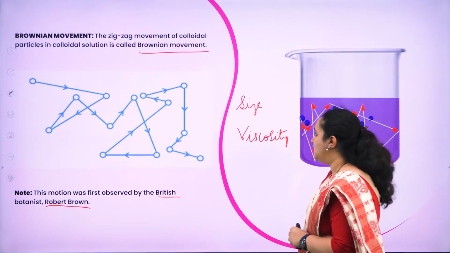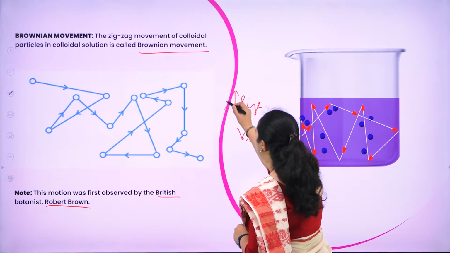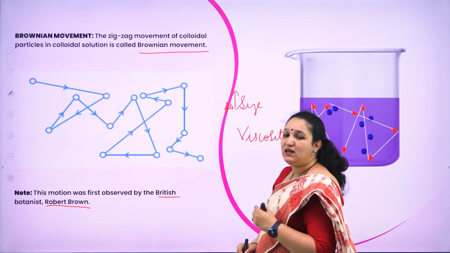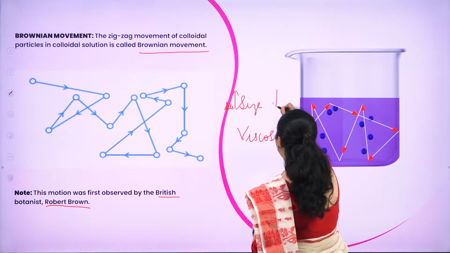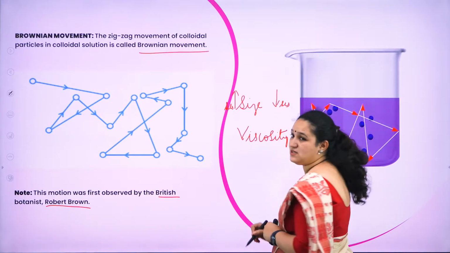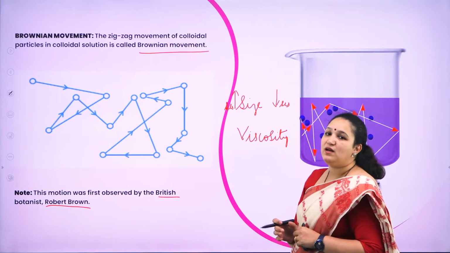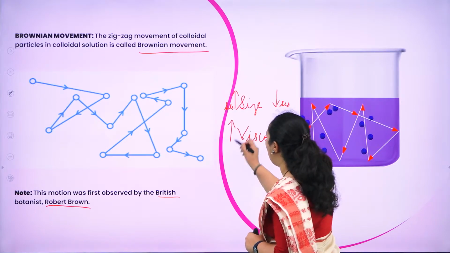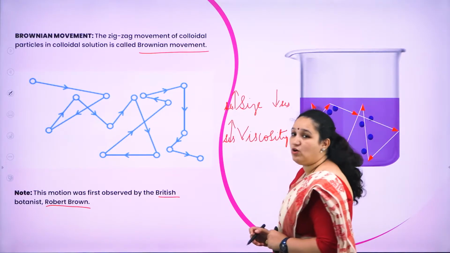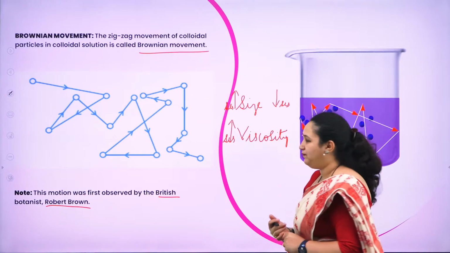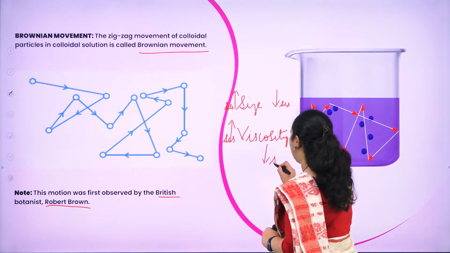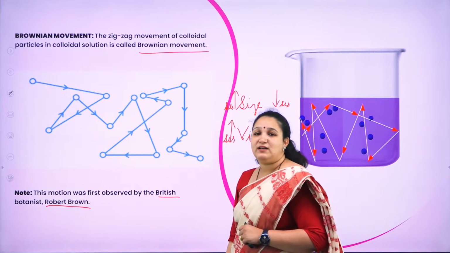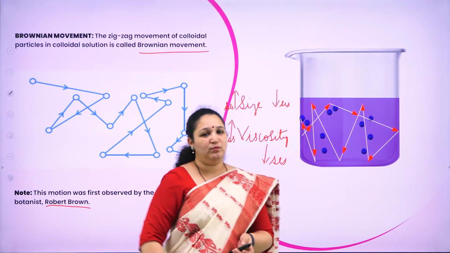If the size of the particle increases, the Brownian movement decreases. The movement of the particles becomes lesser. And if the viscosity of the dispersion medium or the colloidal solution is more, then Brownian movement again decreases.